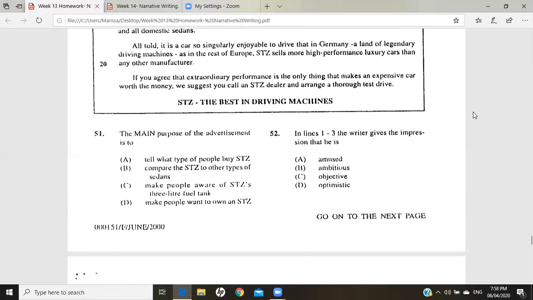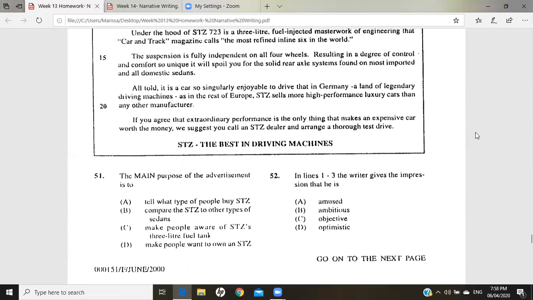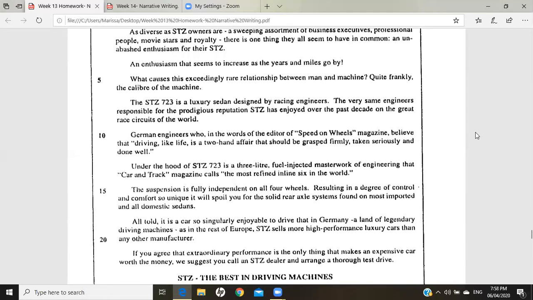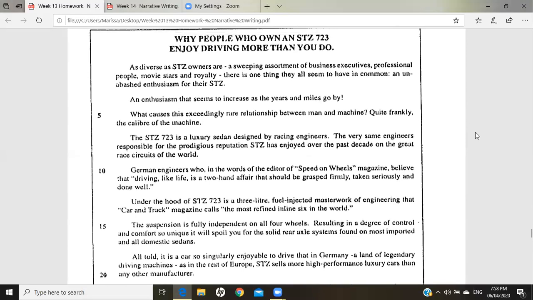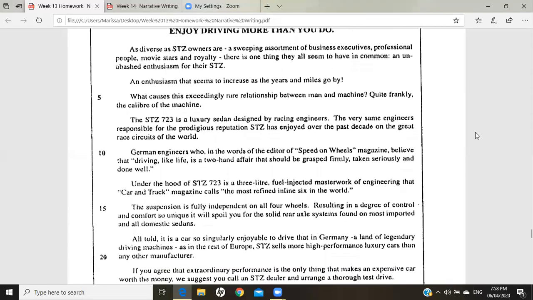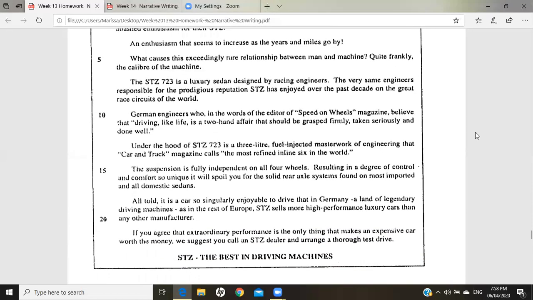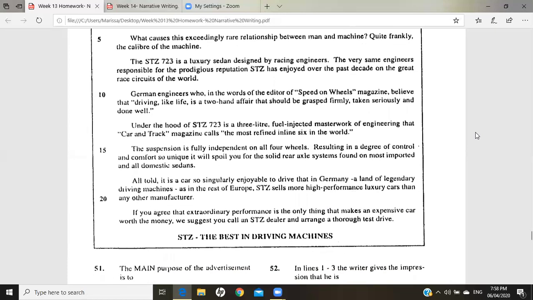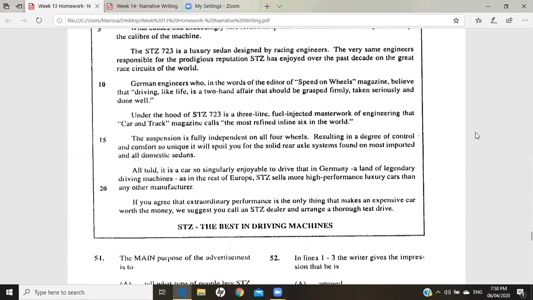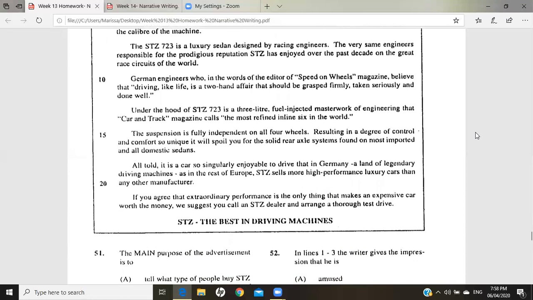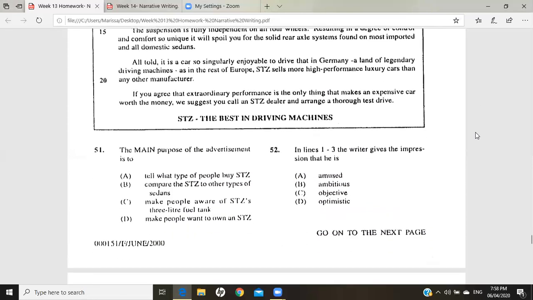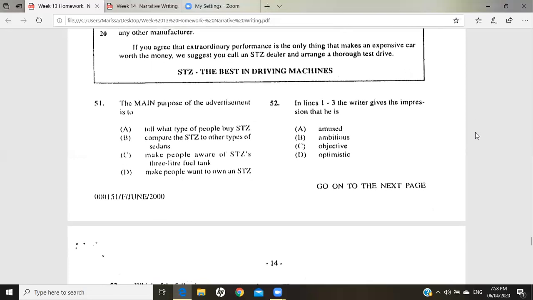So they were talking about the STZ, the best in driving machines, and they basically gave us some descriptions about who created the STZ, the kind of people that drive this vehicle. They were even giving us some features of it, like when you look under the hood, talking about the engineering, about the engine and so on. And even they were basically describing how one feels when you actually sit in this vehicle and you drive in this vehicle. So 51 says the main purpose of the ad is to do what?